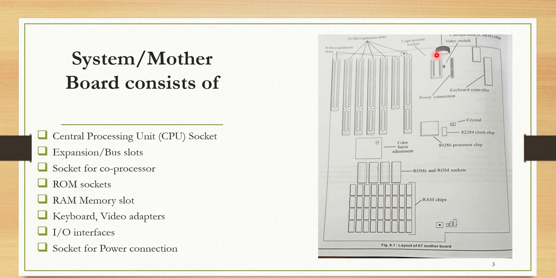There will be keyboard adapter, then video adapter. Somewhere here it will be inserted. And IO devices, a lot of IO devices will be there. Then power connection will be there. This is a power connection to all the components. So we can add a hard disk and hard disk controller. There will be a floppy drive controller. With old computers, floppy drive and hard disk controllers are there. Nowadays, floppy drives are not there.